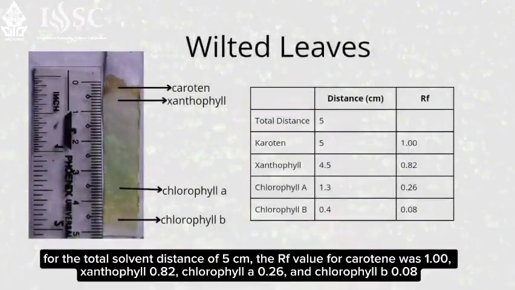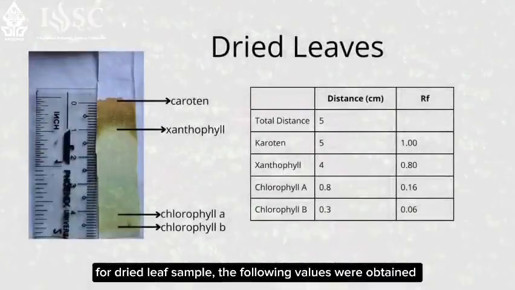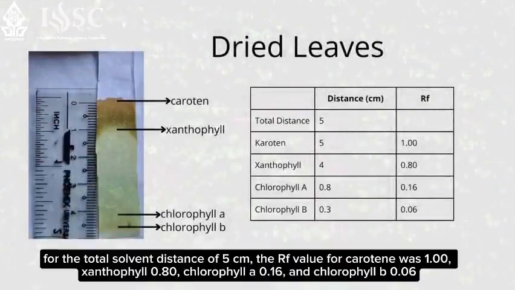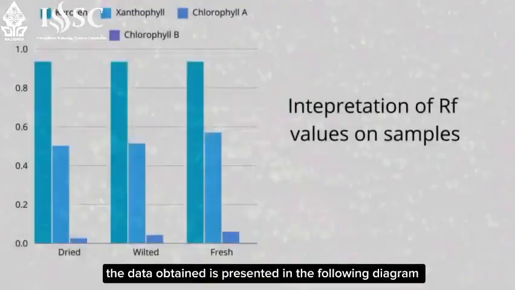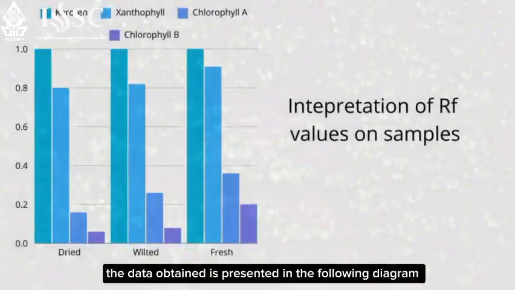For wilted leaf sample, the following values were obtained. For the total solvent distance of 5 centimeters, the RF value for carotene was 1.00, xanthophyll 0.82, chlorophyll A 0.26, and chlorophyll B 0.08. For dried leaf sample, the following values were obtained. For the total solvent distance of 5 centimeters, the RF value for carotene was 1.00, xanthophyll 0.80, chlorophyll A 0.16, and chlorophyll B 0.06. The data obtained is presented in the following diagram.